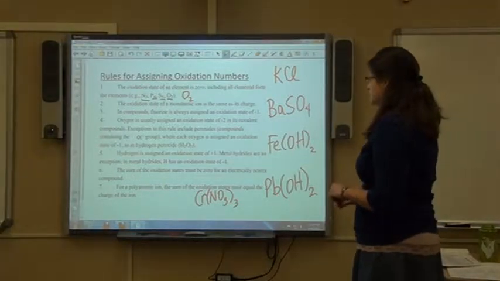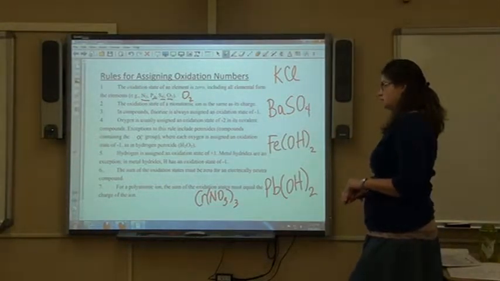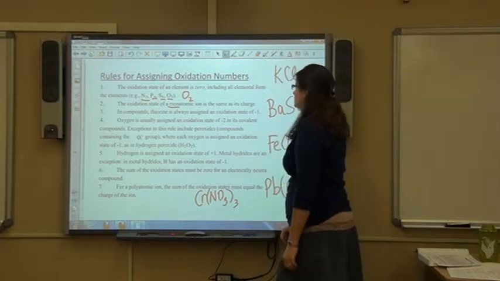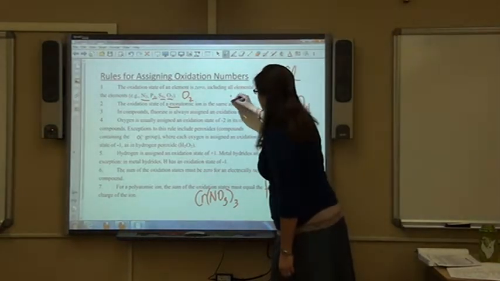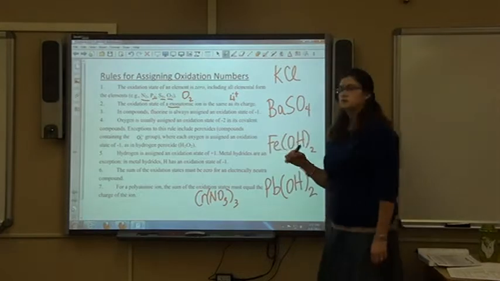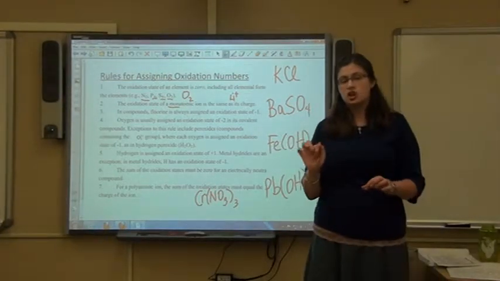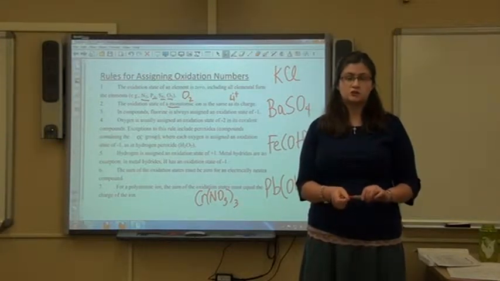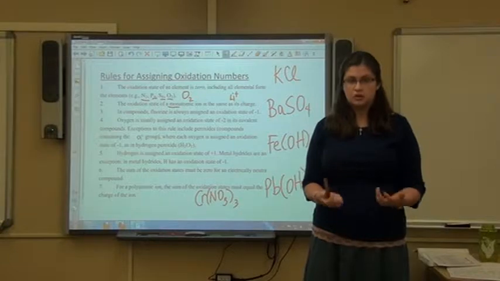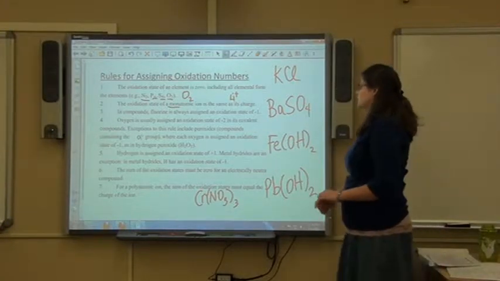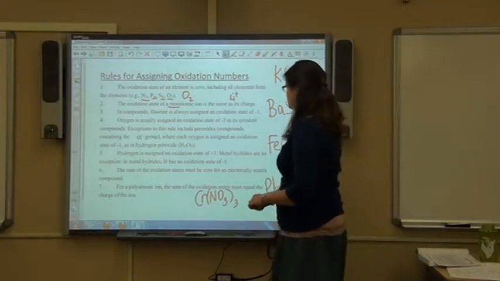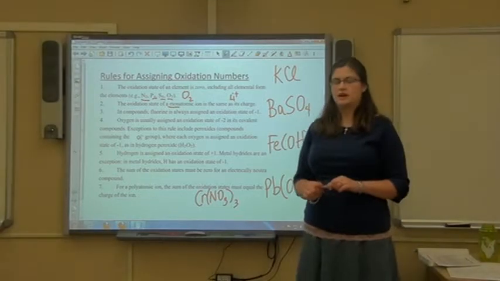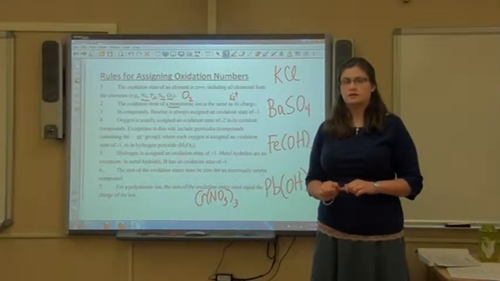Number 2 says the oxidation state of a monatomic ion is the same as its charge. Monatomic means only one atom. An example of number 2 would be something like lithium. Only one atom. Whatever the charge on that atom is your oxidation number. So lithium, Li+, has a charge of +1, oxidation number also +1. In compounds, fluorine is always assigned an oxidation state of -1. Fluorine is the only element that is never anything other than -1.